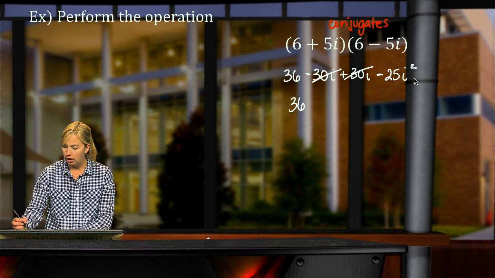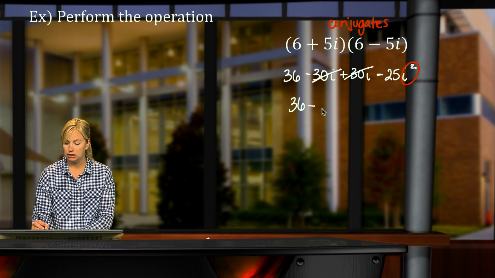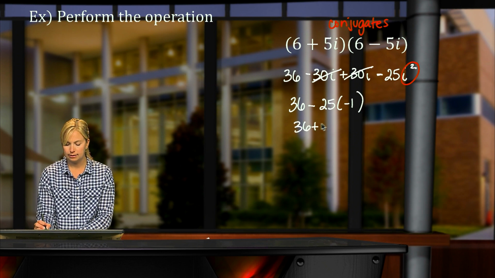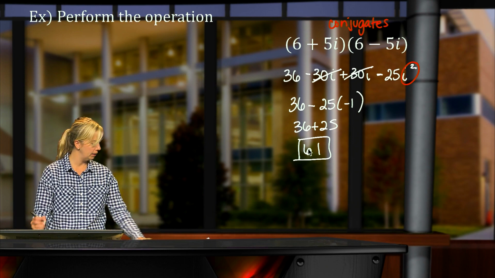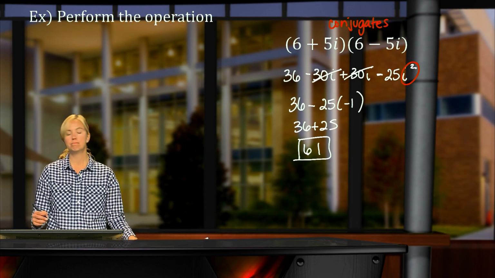36. Here I see that i squared, which I'm going to substitute with negative 1. So I have minus 25 times negative 1. A negative times a negative is positive. So this is the same as 36 plus 25, which is 61, I believe. Yep, that looks good.